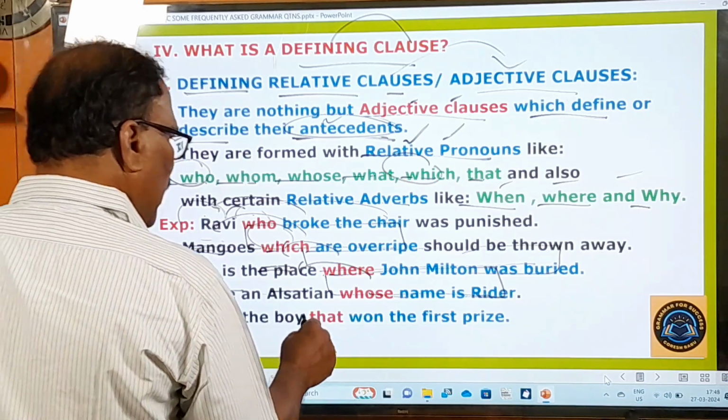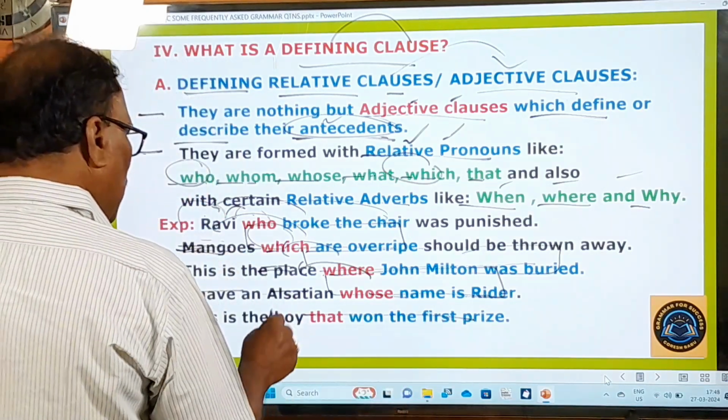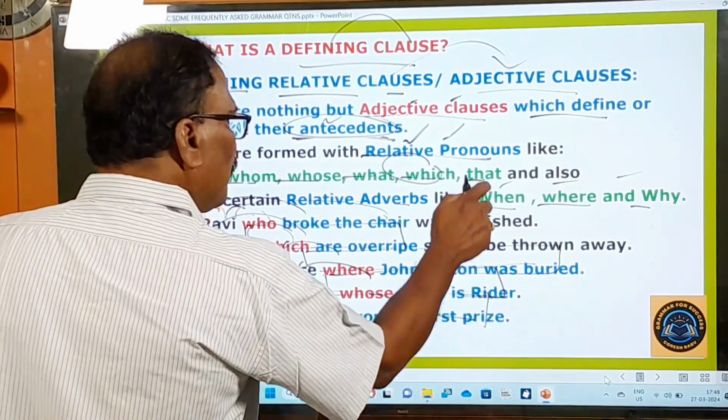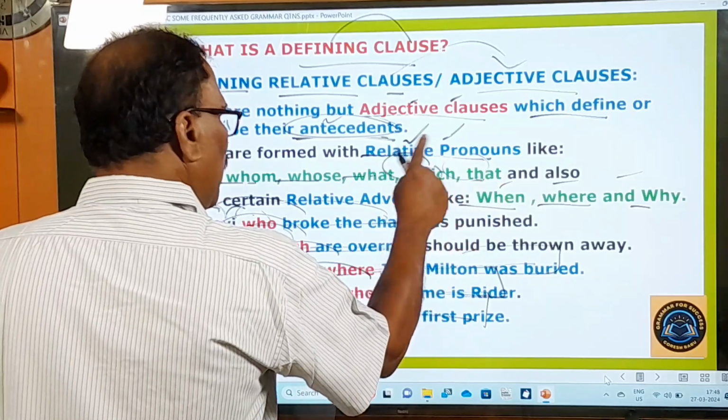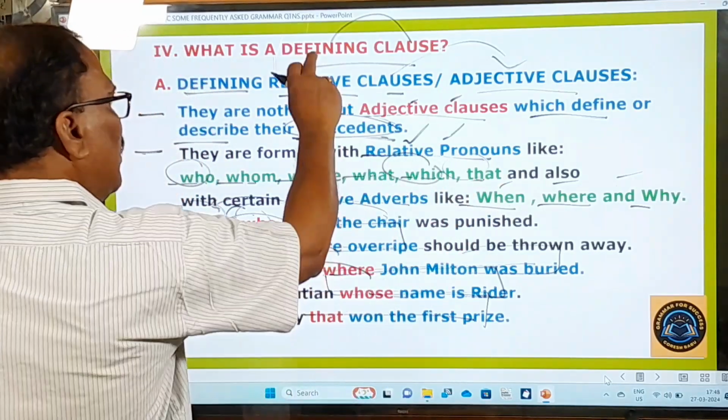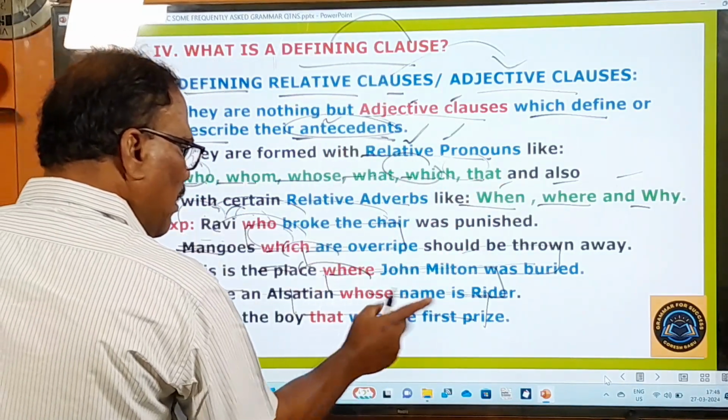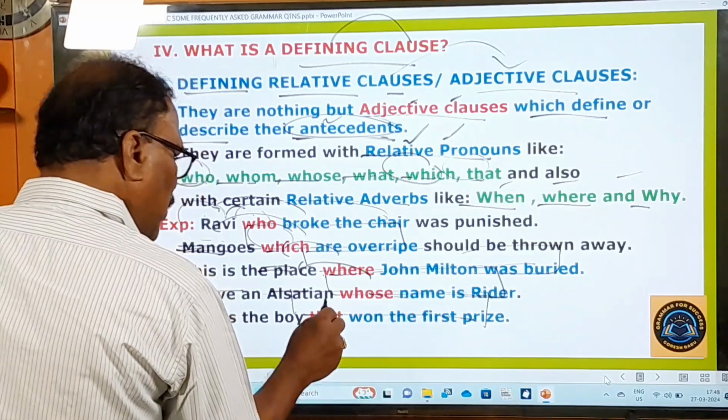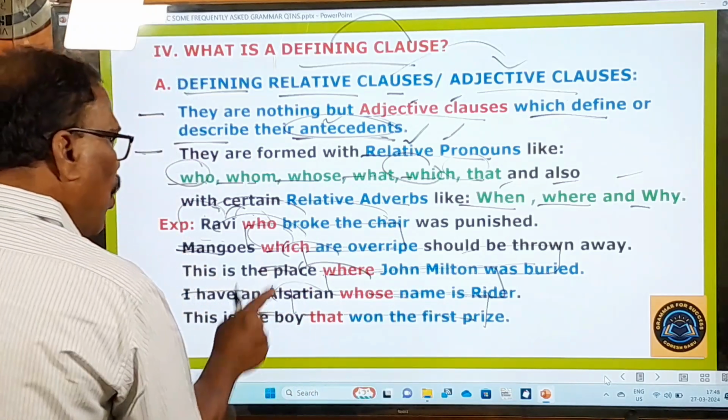This is the boy that won the first prize. So what is this? This is the boy, that one. That is also a relative pronoun, and with that a defining clause is formed. So that won the first prize. This is an adjective clause. What is it doing? It is describing this boy. This boy is an antecedent.